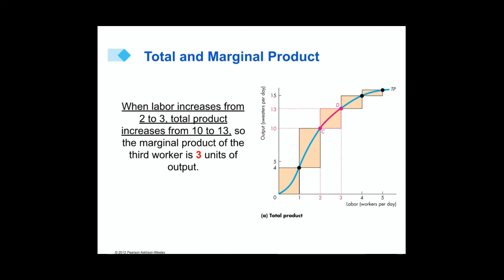You can see in the chart here an example of how the total and marginal product increase. So again, when we go from 2 units to 3 units of labor, our output goes from 10 to 13. So our total product is 13, and our incremental product is what's represented by the difference between C and D, which is 3. So our marginal product is 3 units.